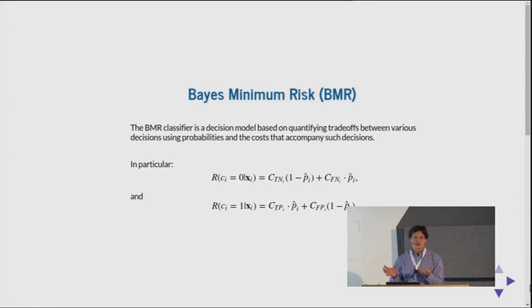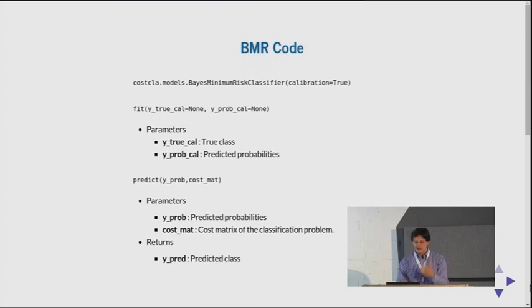And now I have a measure to say, okay, if the risk of predicting positive is higher than the risk of predicting negative, then your prediction should be negative. So it's a fairly simple concept taken from decision theory that has quite interesting results. And so, of course, this model is included in the library.